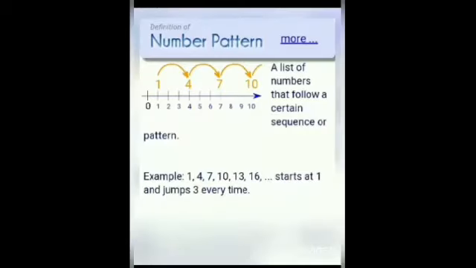Number pattern is a list of numbers that follow a certain sequence or pattern. In this example, there are numbers 1, 4, 7, 10, 13, 16. These numbers start at 1 and jump 3 every time.